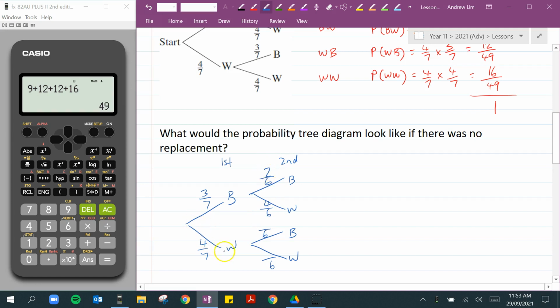If I chose white the first time, there's still 3 black to choose from. If I chose white the first time, now there's only 3 whites left. And we can see that these 2 will add to 1 as well.